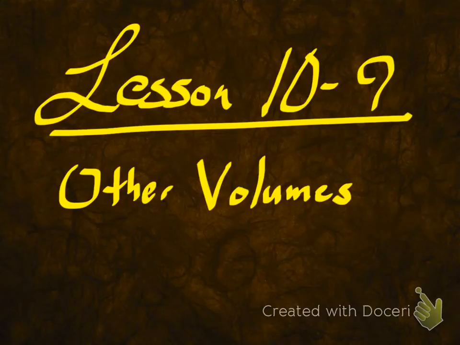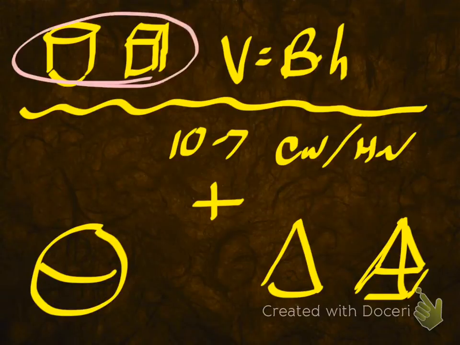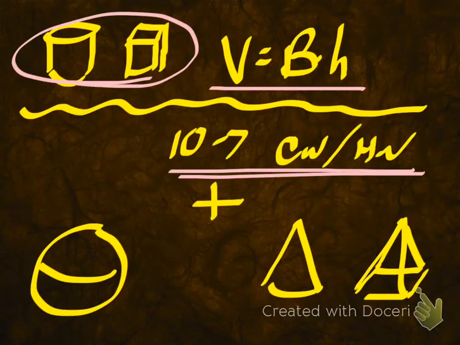And we're going to go over the rest of the different kinds of volumes you're going to be responsible for. So you should already have finished your 10-7 classwork from today, where we were finding the volumes of cylinders and prisms. Very quickly, when we have cylinders or prisms, the volume is just equal to base times height. Not a big deal, right?